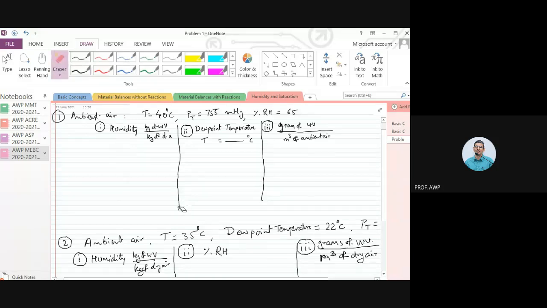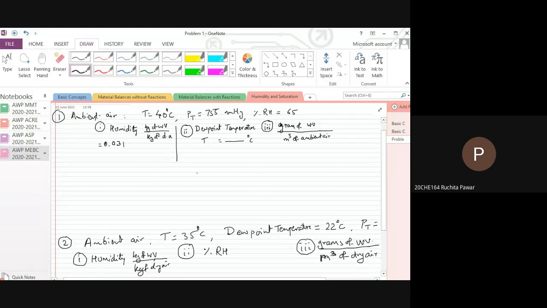Are you ready with any one answer? Would you like to share that? Yeah, I calculated the humidity. It came out to be 0.031. That is the first problem or second problem? The first problem. Okay. Praveen, is that the answer you are going to tell? Yes, sir, same answer, 0.0311. Even I got the same answer. Okay, go ahead.